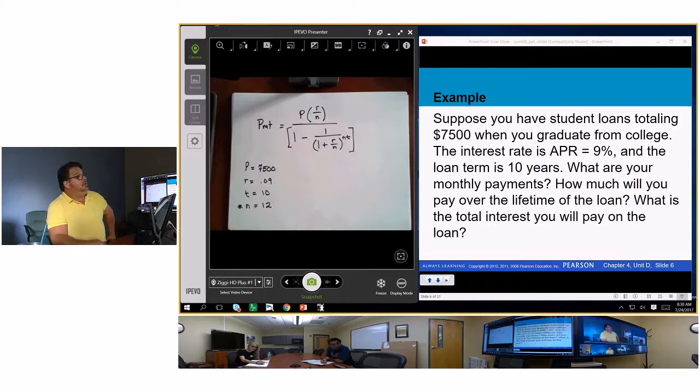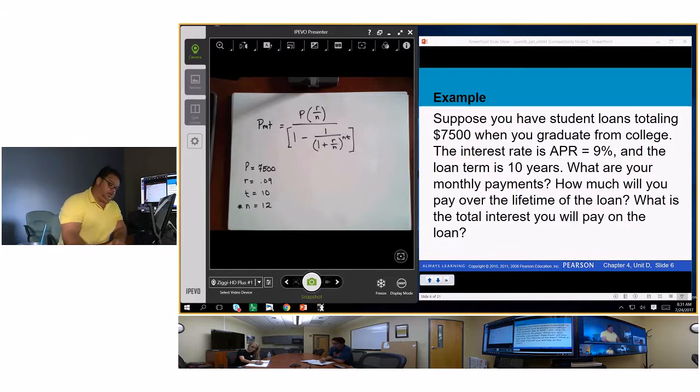Unless otherwise specified, when we say payment, what do we think of? Monthly payments, okay? You don't go to a car lot and say, I'd like to set this up on quarterly payments. Nobody does that. Nobody walks into a car lot and says, I'd like to set this up on semi-annual payments. 99% of the time, N is going to be 12 when you're talking about a loan or a mortgage or a credit card or whatever the case may be.